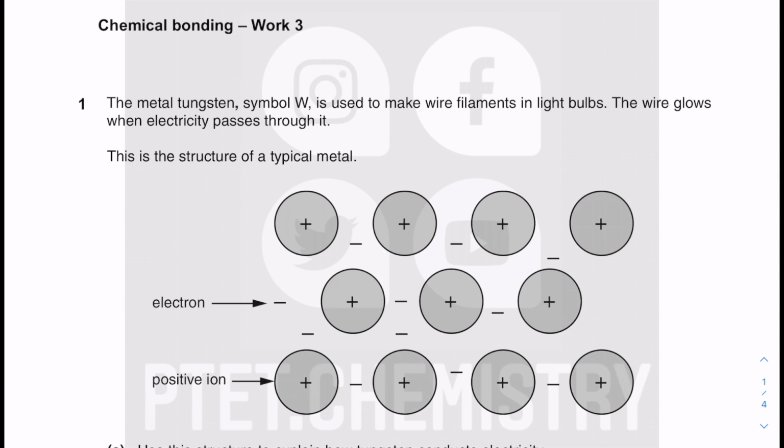So in this tutorial video, I'll go through work 3 as part of your assignment for chemical bonding. In this first question, we have the metal tungsten, symbol W. You can find it in the transition metals.